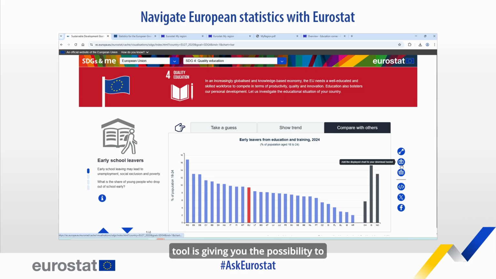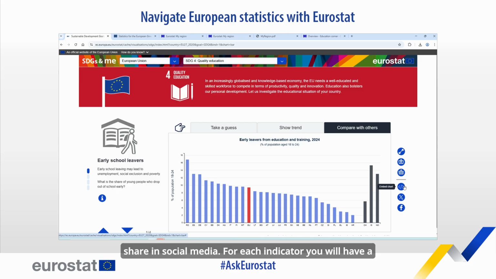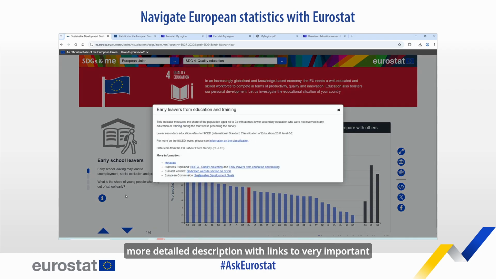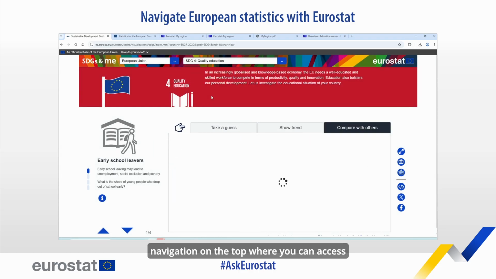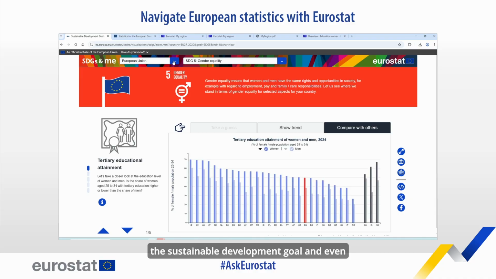The tool is giving you the possibility to download the charts in PNG format with clicking on this basket icon. Also, you can embed it and share in social media. For each indicator, you will have a short description. You can also access a more detailed description with links to very important resources. And even you have navigation on the top where you can change the Sustainable Development Goal and even change your favorite country.